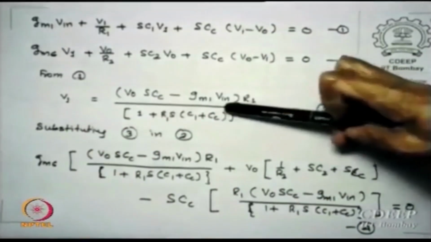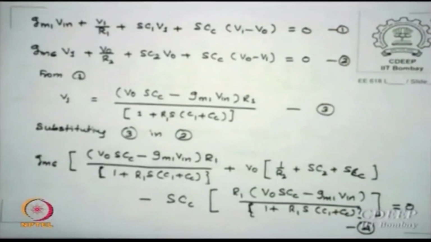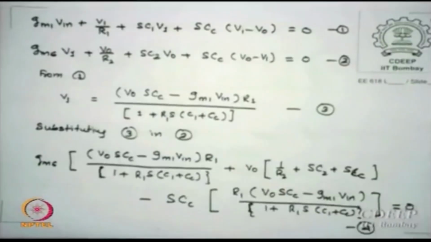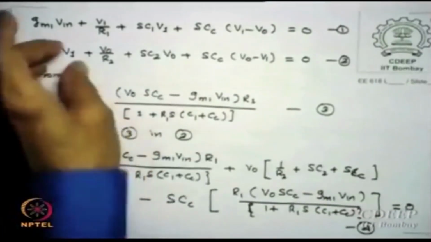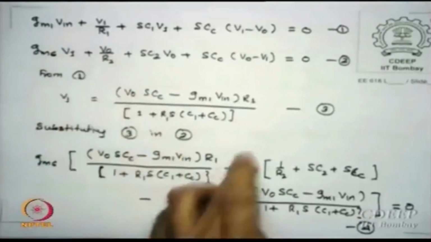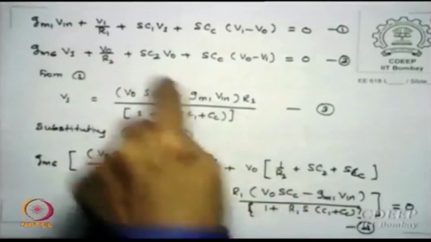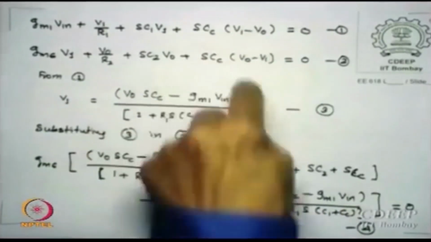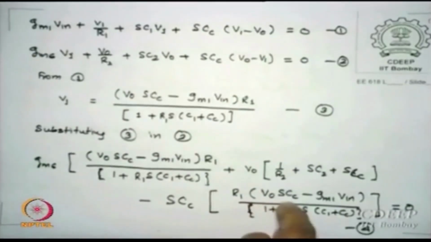If I substitute this into the second equation, what do I want? To eliminate V1 and only get a relationship between V0 and Vn, so remove V1. Someone asked, where is V1? It is the first stage output, the first stage gain, which we figured out. Now substitute into the second and write the same GM6 into V1 plus V0 by 1 upon R2 plus SC2 plus SCC minus SCC. Again V1 is appearing here, so minus SCC R0 V0 SCC minus GM1 V1 upon this.